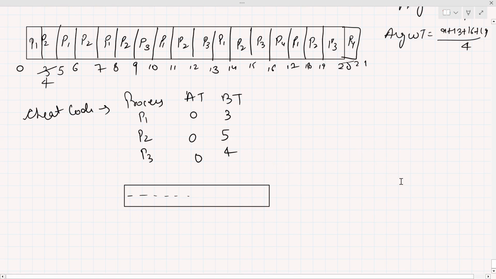Okay, so when there is the same burst time, what do we have to do? We have to select the process which comes first. So the sequence will be P1, P2, P3. The sequence should always be the same: first P1, then P2, and then P3.